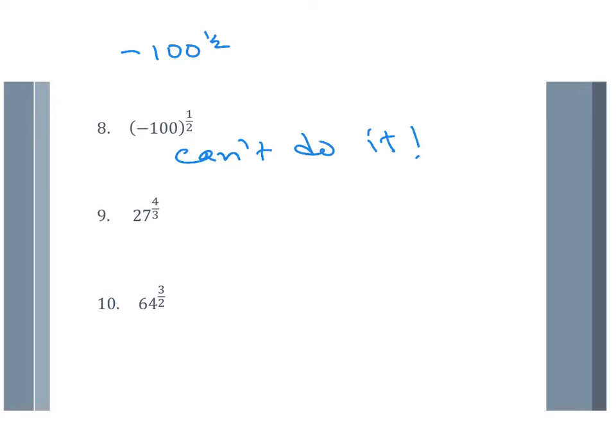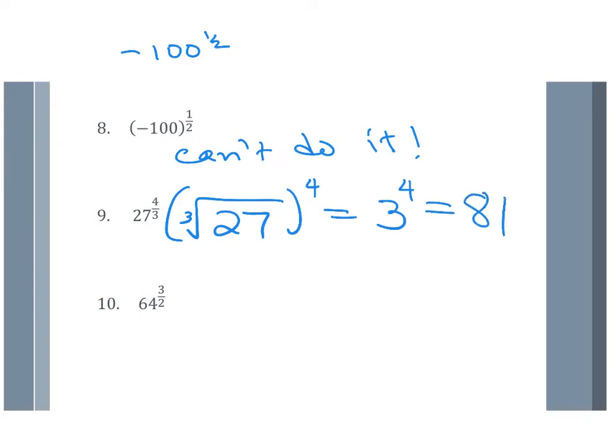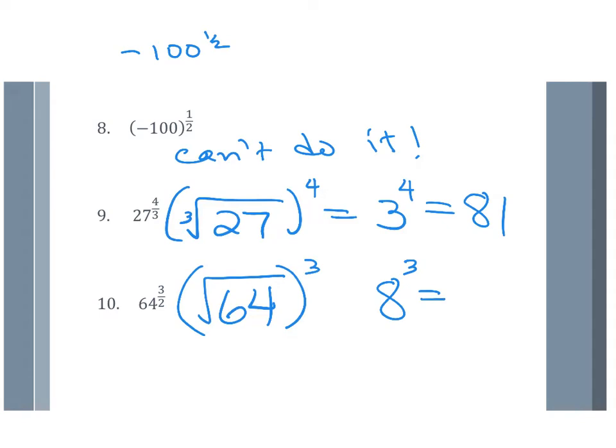Let's try the next example. 27. It's under the radical with the cube root, and then I'm going to raise the answer to the fourth power. So the cube root of 27 is 3. Raised to the fourth power is 81. The next one, the root is a square root because it's a 2. And then I'm going to raise it to the third power. So the square root of 64 is 8. And then I cube that, and I get 512.